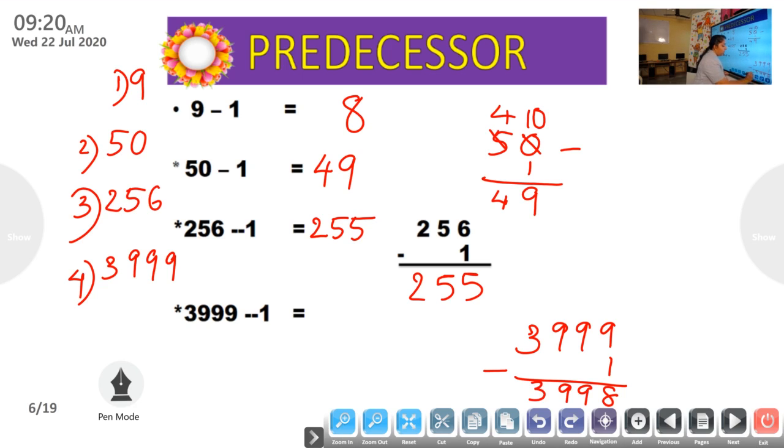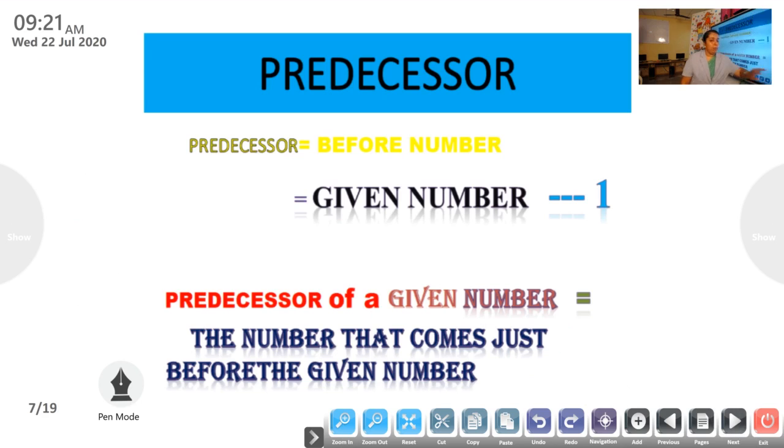Then bring down the 3. So the number just before 3999 is 3998. What do you mean by predecessor? Predecessor is the just before number, otherwise the previous number.